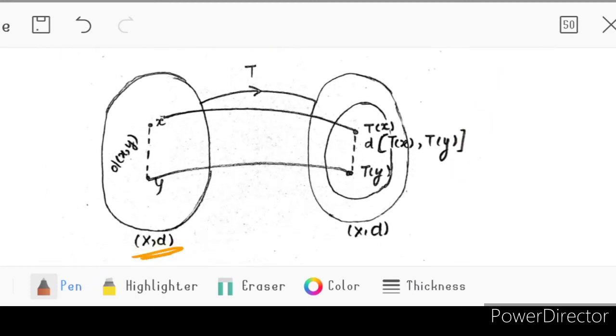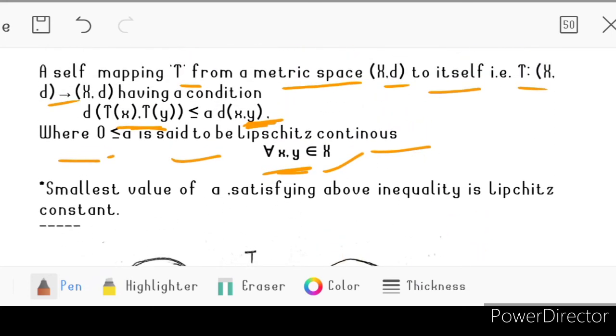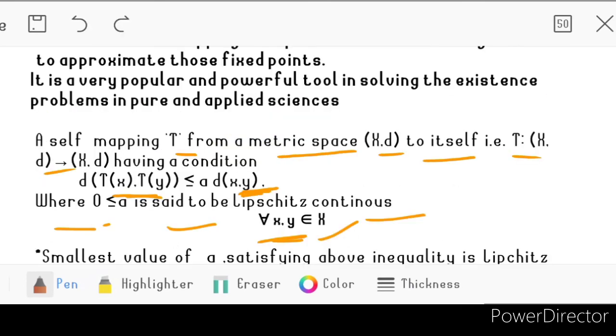This is our metric space. T is a self-mapping, and this self-mapping will be known as a contraction mapping when we take two elements x and y from the metric space, and the distance between x and y is represented by this. Similarly, in the codomain, the image of x is T(x) and the image of y is T(y), and the distance between both of these is represented by d(T(x), T(y)).